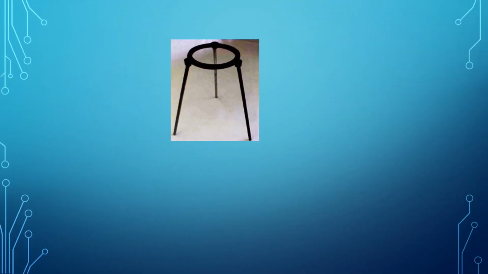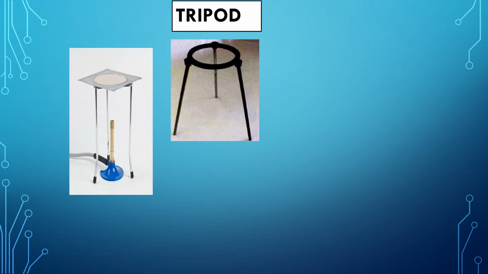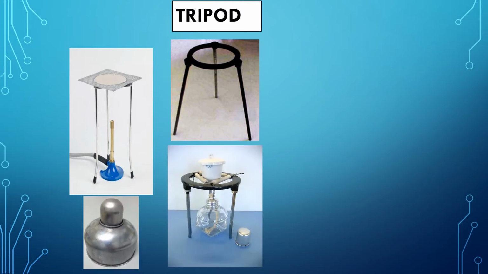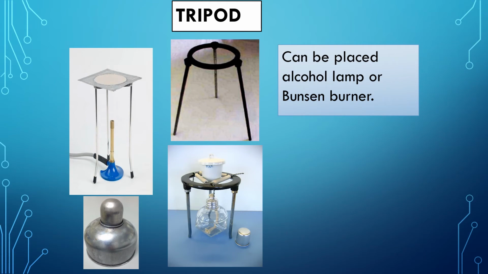This one, what is the name? It is called tripod. The tripod, what's the function? Okay, let us see. Can be placed alcohol lamp or Bunsen burner. So on the tripod, you have there the alcohol lamp. What is that? So this one, or it could be the Bunsen burner. This one can be placed with an alcohol lamp or Bunsen burner. So that is the tripod.